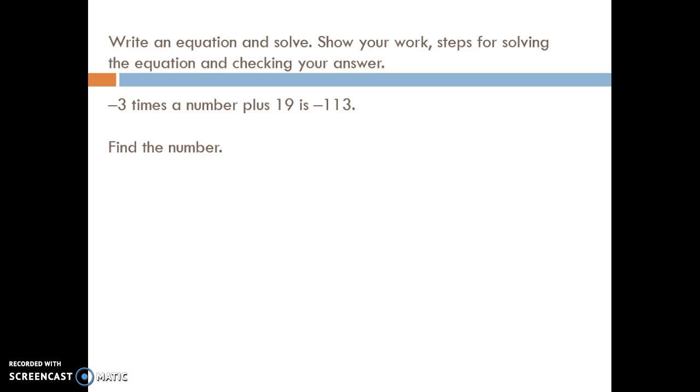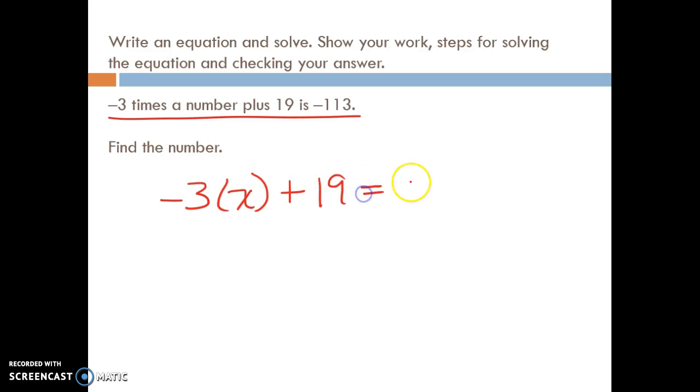Part 2 test. You will have 2 questions. Make sure you answer them both. You'll need to be able to write an equation based on a word statement and then solve it. So, -3 times some number plus 19 is equal to -113. We'll want to get x by itself, so we'll subtract 19 from both sides.